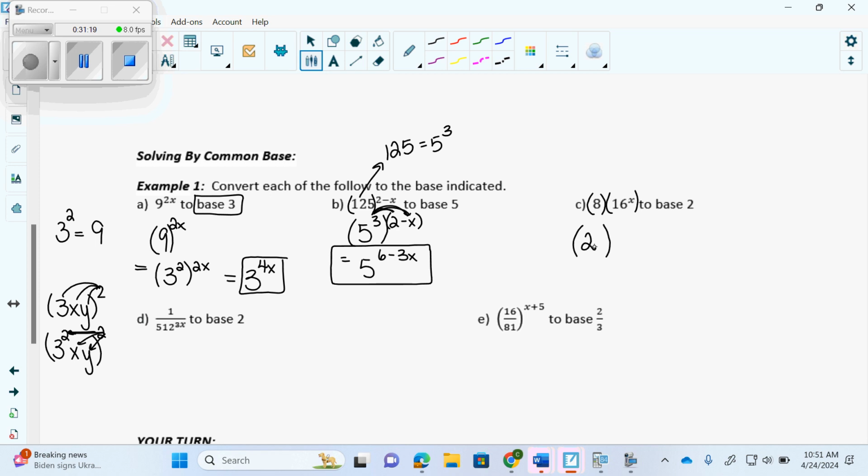What is 8? 2 to the what? 2 to the 3. Some people are like 2 times 4. Very nice, useless, but that's a true statement. 2 times 4 is 8. It's useless in this instance. We have to go base 2 to some power every time. And 16 is 2 to the what? 2 to the 4, and then I still have the x up there. Yes?